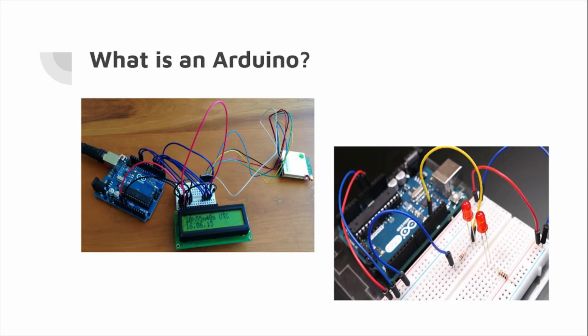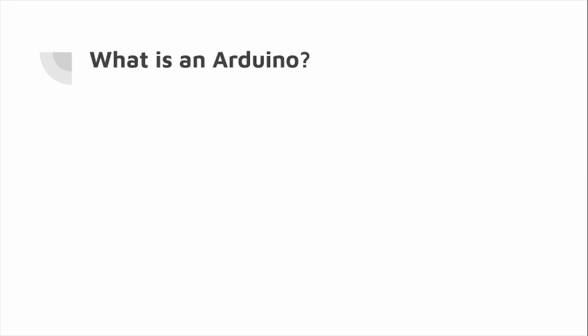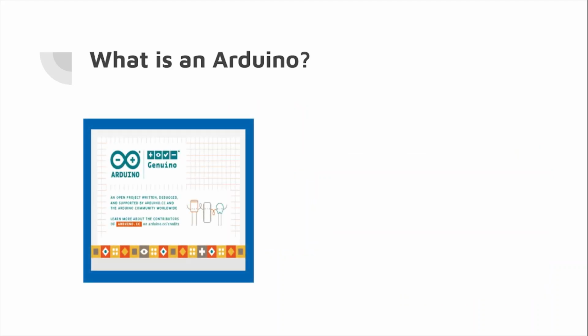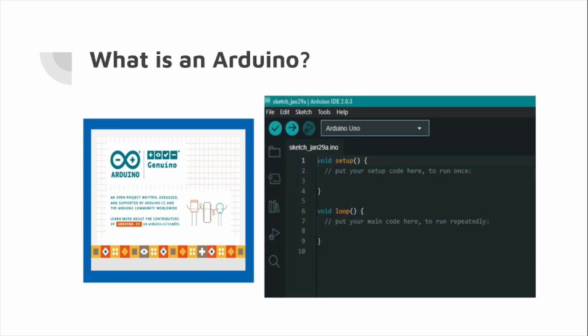To program an Arduino, we use a software called the Arduino Integrated Development Environment, or IDE for short. This software provides us with a simple and intuitive interface for writing and uploading code to the board. And the best part is that the Arduino IDE is available for free and runs on a variety of operating systems, including Windows, Mac, and Linux.